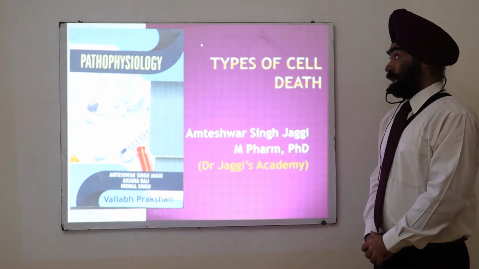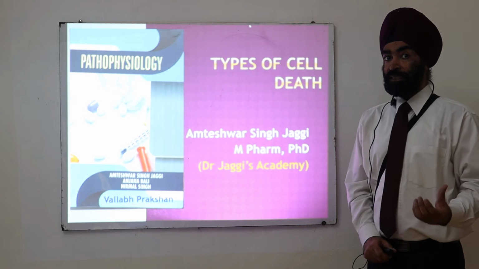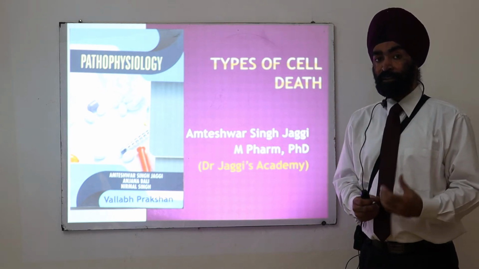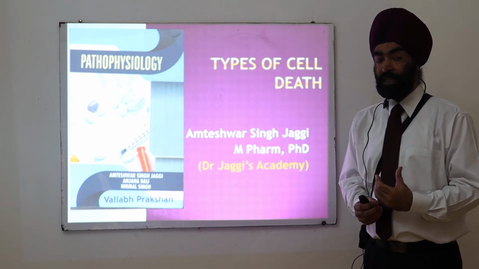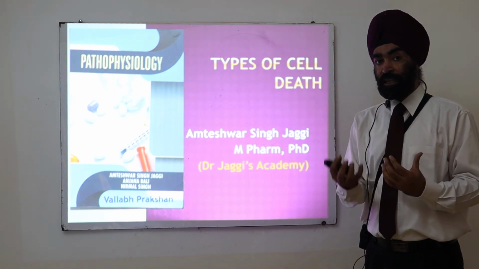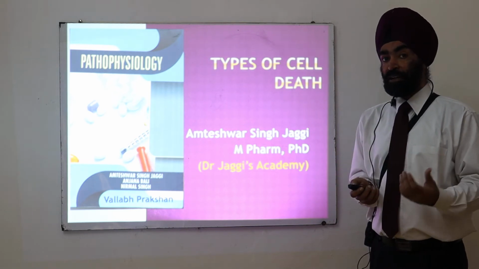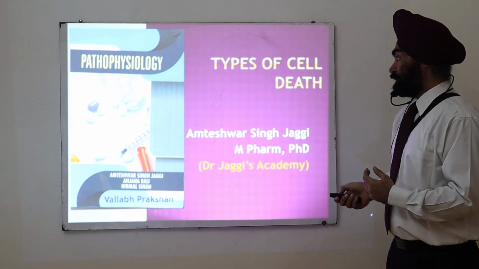Hello friends. In the last lecture, I discussed the morphological changes that take place in the reversibly or irreversibly injured cell. And today I will discuss what happens if irreversible cell injury has taken place. Irreversible injury is followed by cell death. What kinds of cell death are there? So I will discuss those things.